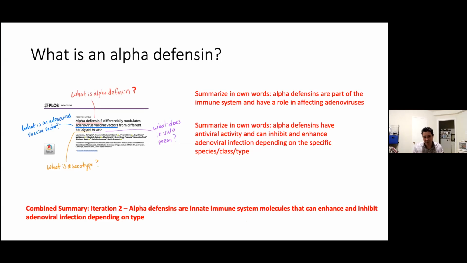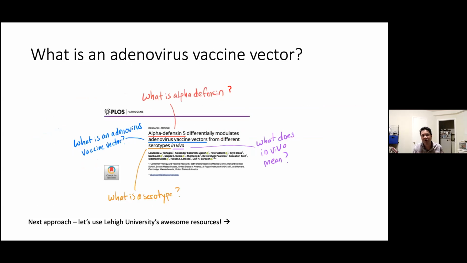And we're going to combine it, and we're going to call this iteration 2 of our working summary. We're going to state: alpha defensins are innate immune system molecules that can enhance and inhibit adenoviral infection, depending on the type. So that's our working summary of what an alpha defensin is. And right now, that's probably good enough information that I could proceed with this manuscript and have a good idea of what's going on. So the next question we have: what is an adenoviral vaccine vector?